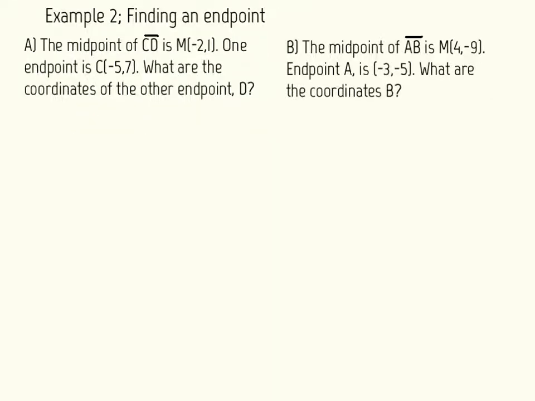Example 2, finding an endpoint. The midpoint of segment CD is M, which is -2, 1. One endpoint is C, which is -5, 7. What are the coordinates of the other endpoint? So for this one, we have to remember that the midpoint is equal to your x's added together of your endpoints, x1 plus x2, and then you divide by 2, and then y1 plus y2, and divide that by 2.